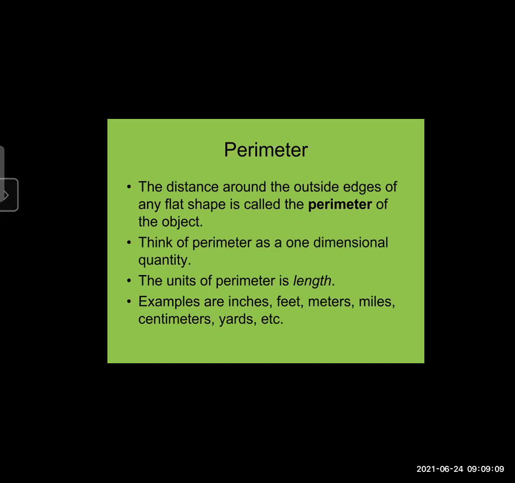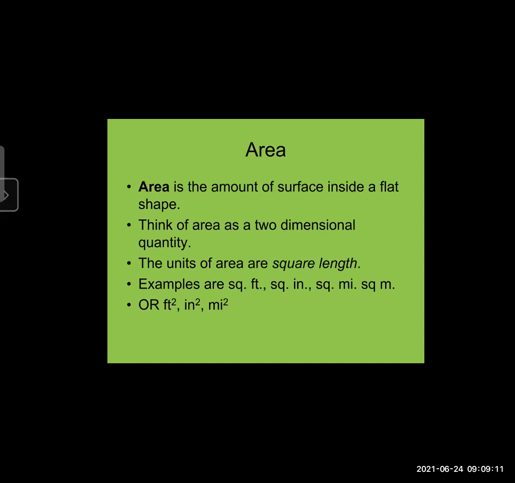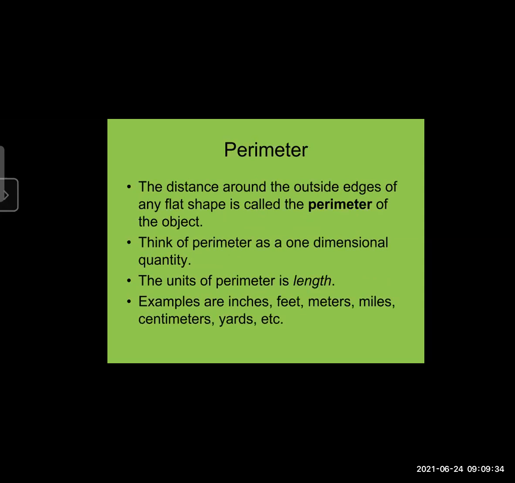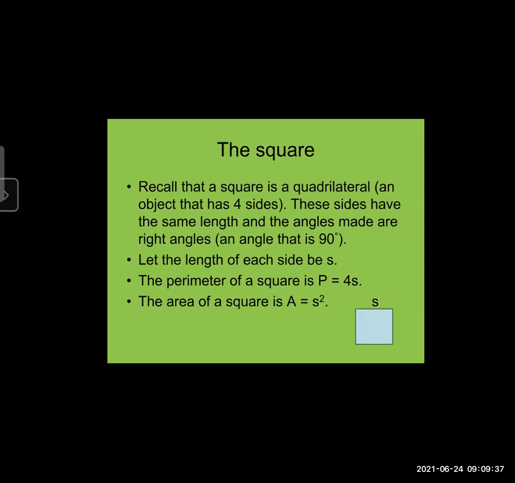To find the perimeter, we find the outside edges, and to find the area, we find the amount of the surface inside the shape. So don't be confused. In perimeter we find the sum of the sides of a shape, and in area we find the amount of surface inside the shape. Its unit is square length, and the perimeter's unit is only length. One by one we see the formula, and then we solve a few examples.